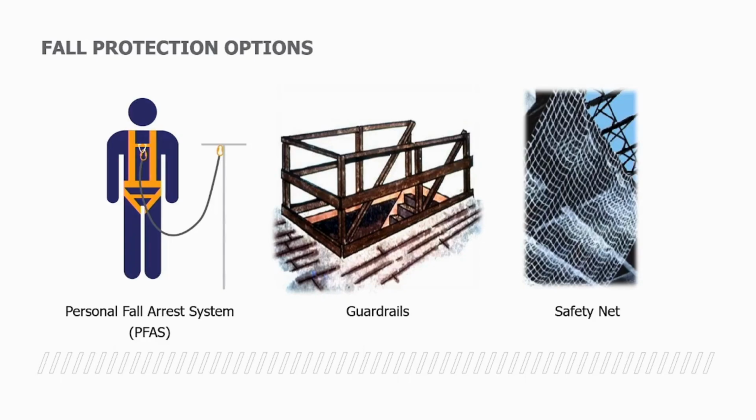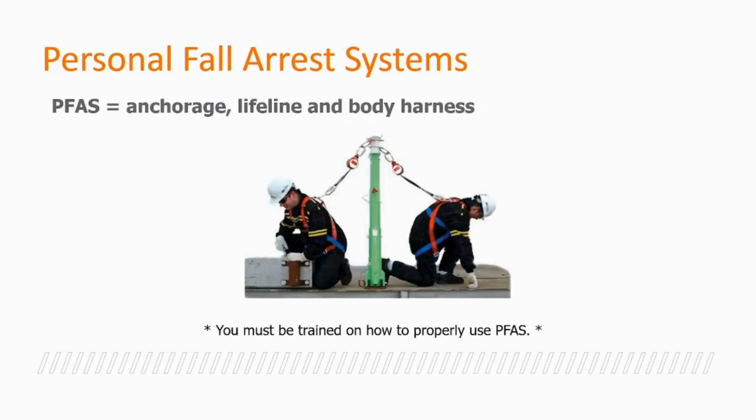They do give you some different options as far as determining the best way that you can protect or comply with the requirements of fall protection. They do give you the option of using personal fall arrest systems, guardrails, or even a safety net. So those are the three main options that a person may have.